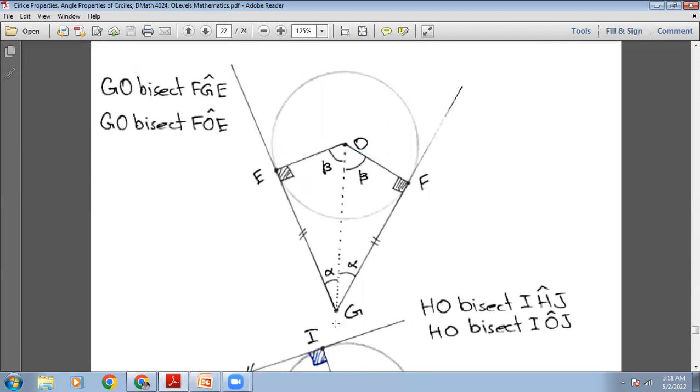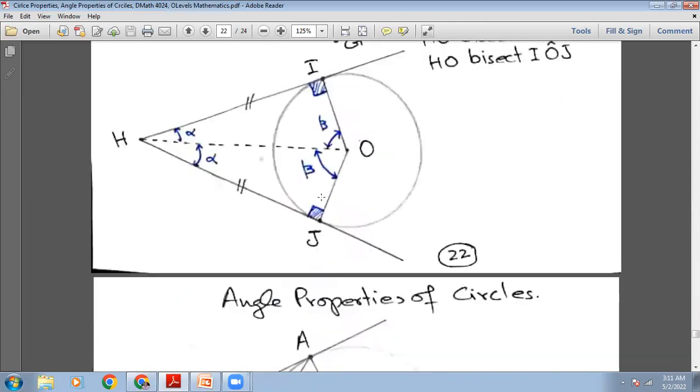Another example, the external point is G. From the same external point, two tangents came. I joined the point of tangency with the center. If I join O with the external point, this will bisect this angle, alpha and alpha. It will also bisect the angle at the center, so beta and beta.